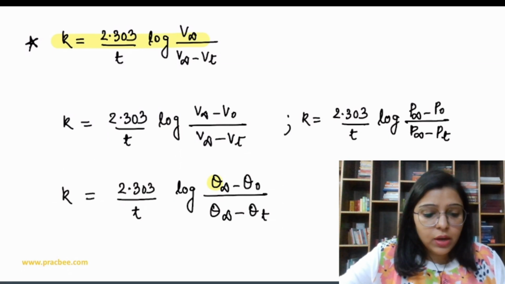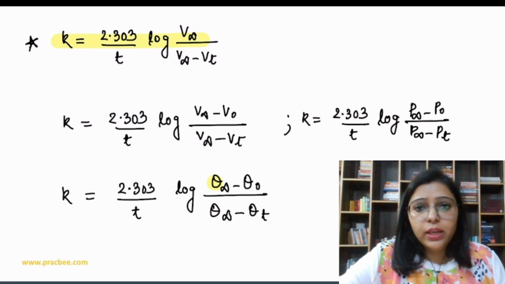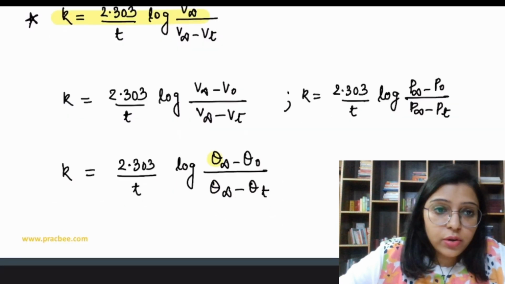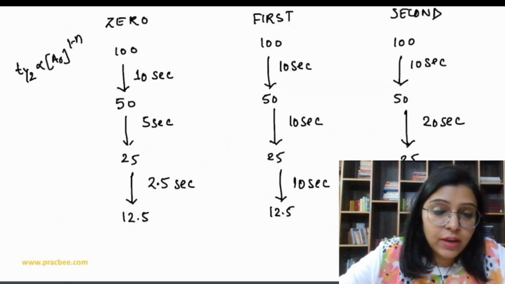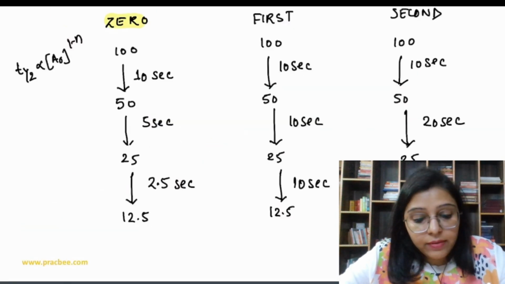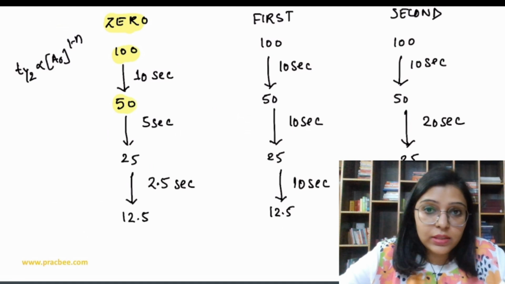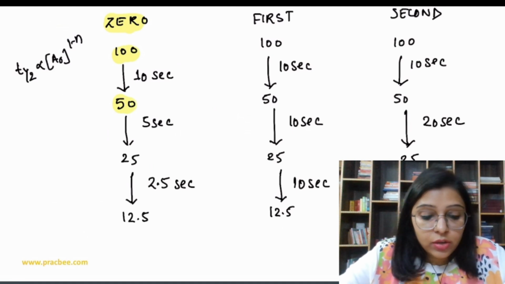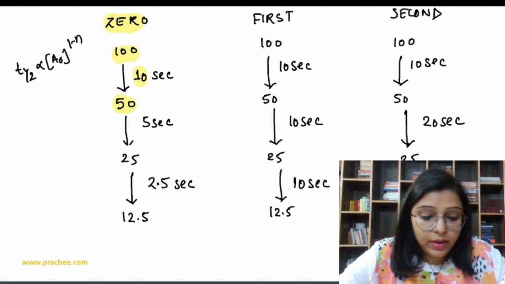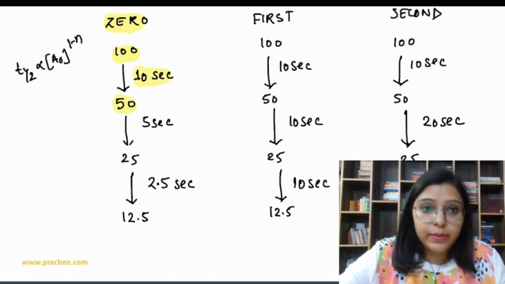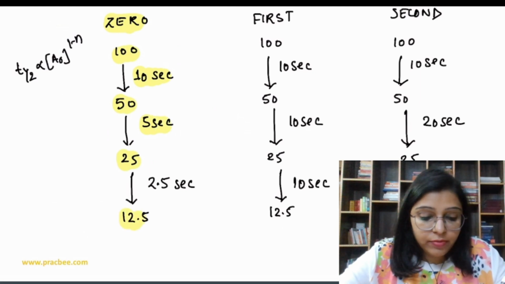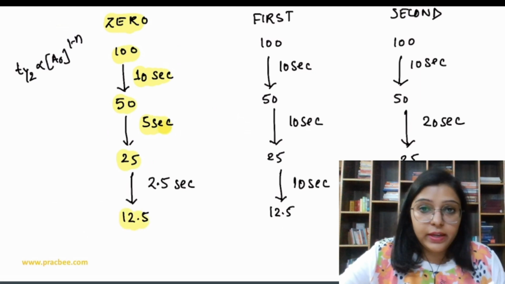Okay, now we have one more thing. If I relate the order of the reaction with the half-life: for the zero order reaction, suppose we start with 100. Half-life means concentration is reduced to half. If it happens in 10 seconds, then the successive half-life takes less time to get complete. Okay, so 25 to 12.5, again half of 5, that is 2.5 seconds.